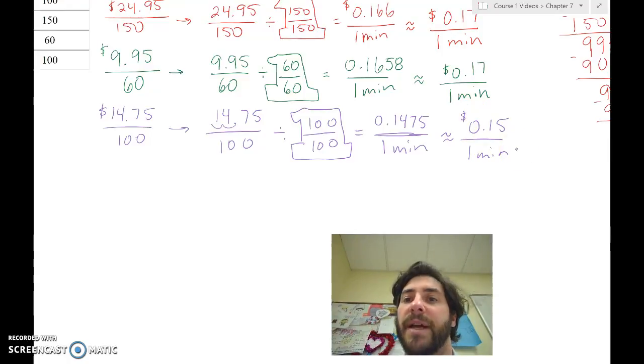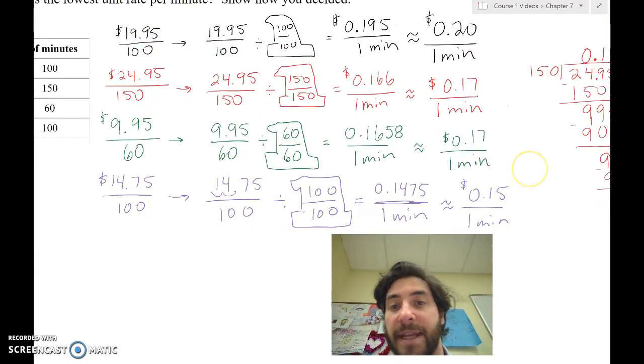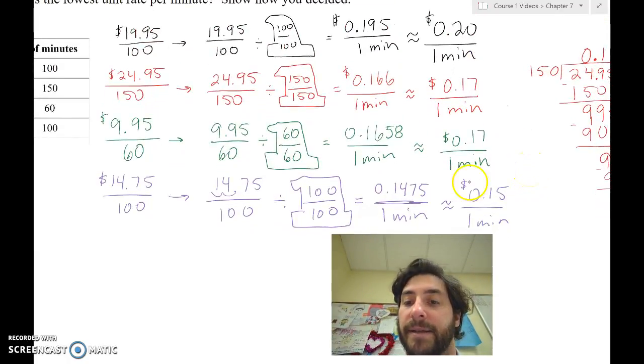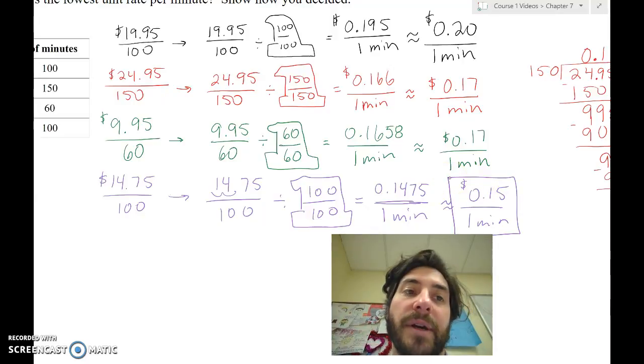So I found all the unit rates. And then now that I had them, I was able to say that this one, DW West, has the lowest unit rate per minute.